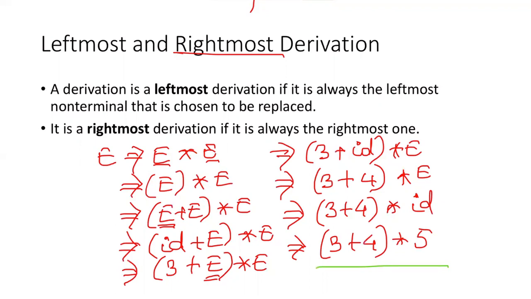But the order in which the production rules were applied is different for both derivations. So one is called a leftmost derivation and the other is called the rightmost derivation. Okay. So these are the two types of derivations that you can have.